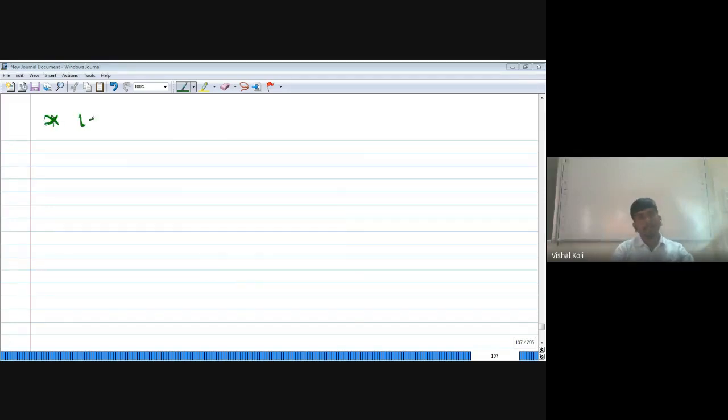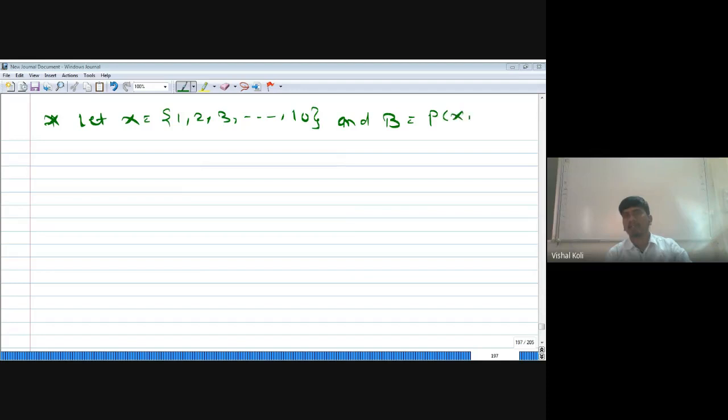Let capital X be a set which contains 10 elements, 1, 2, 3 up to 10, and curly B be a power set of X. Okay, so as X is a set which contains 10 elements and curly B a power set of X, and power set of X is always a sigma algebra. Therefore here we get capital X comma curly B be a measurable space.